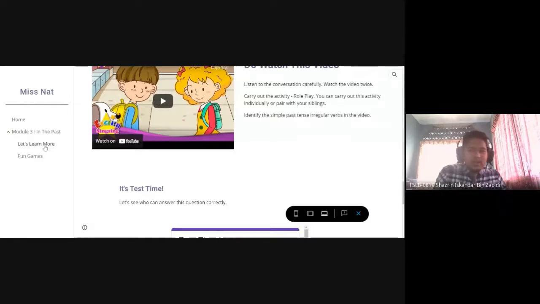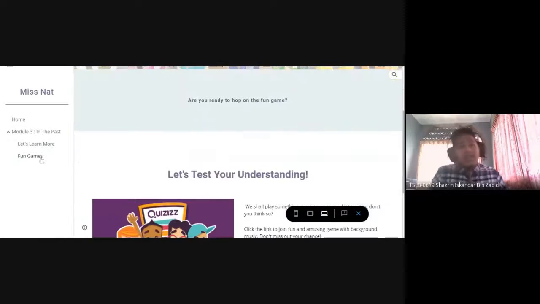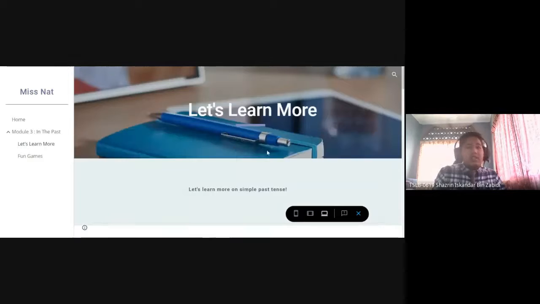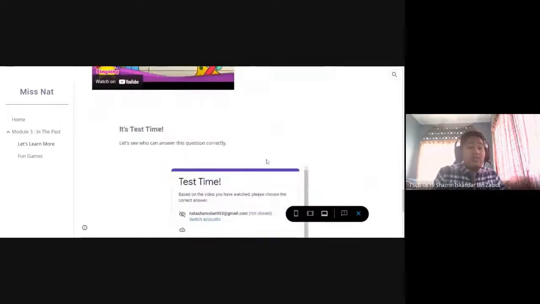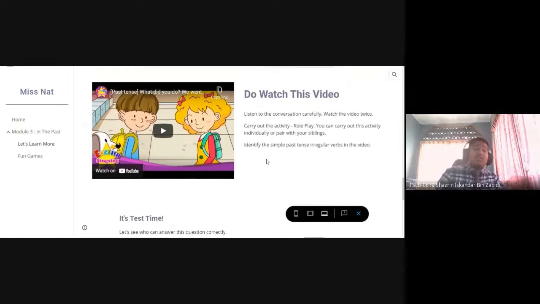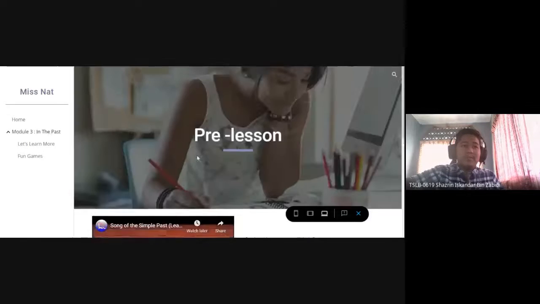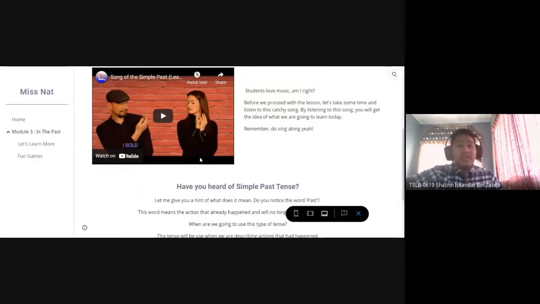So now we are going to look at the step of require learner participation. This is where we, as teachers, have to encourage students to participate in the class. We are going to look at the parts where learner participation is applied. First of all, we look at the pre-lesson. For the pre-lesson, we have one song video where students will have to sing. So this makes the students participate by singing.